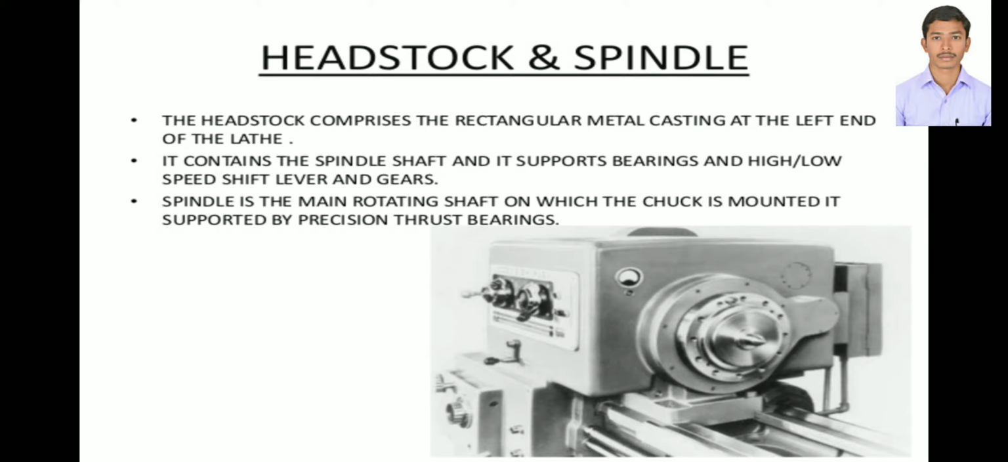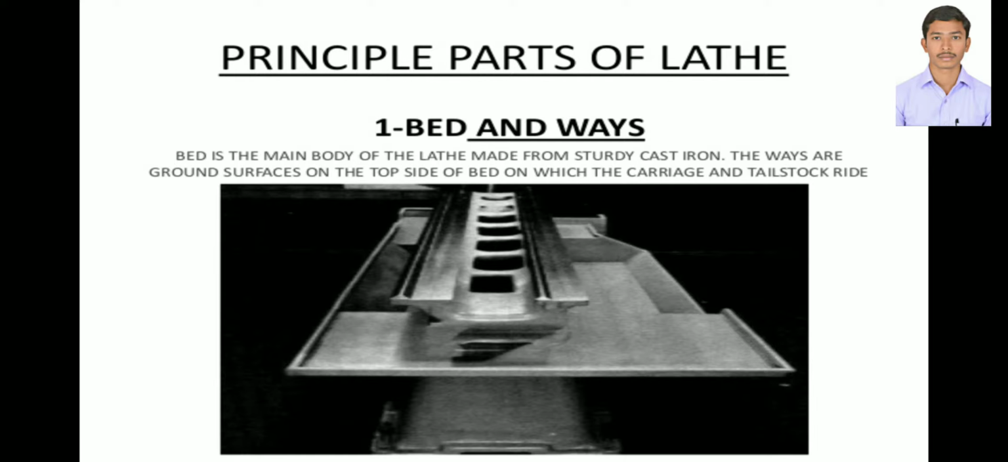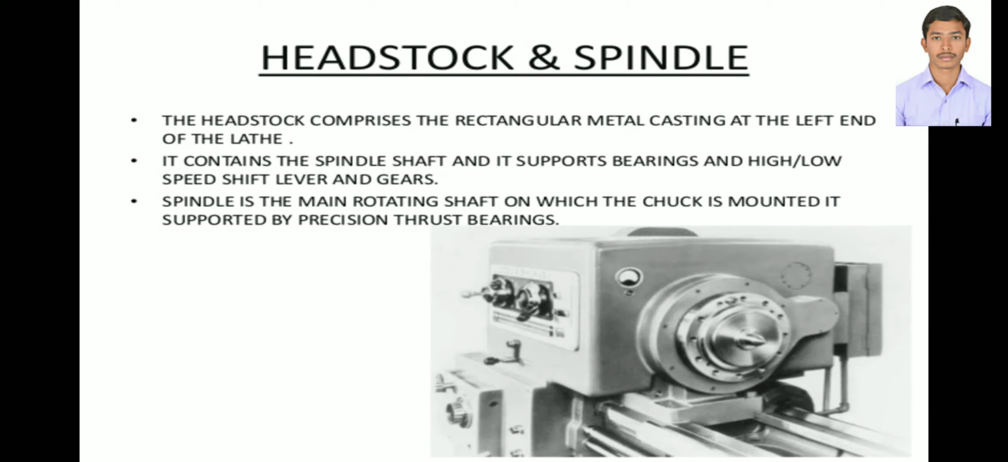So this is the headstock and spindle. How is the headstock manufactured? The headstock is prepared by a casting operation. Different parts are inserted in this headstock: work holding devices, spindle, gears, and levers. These are made by machining operations, and casting is also used to make these parts. So that is the headstock and spindle.